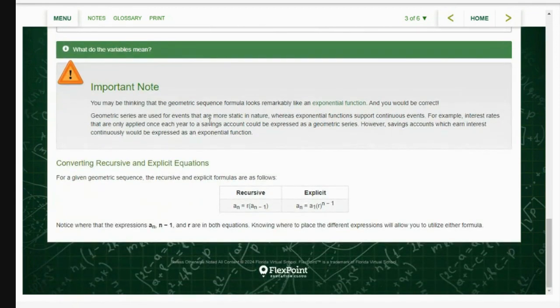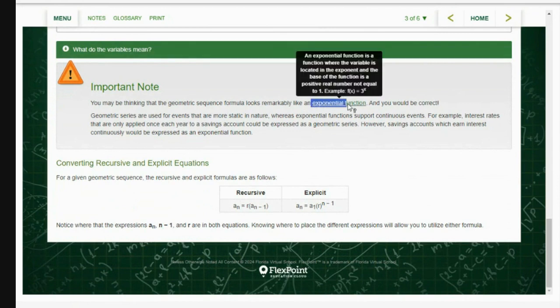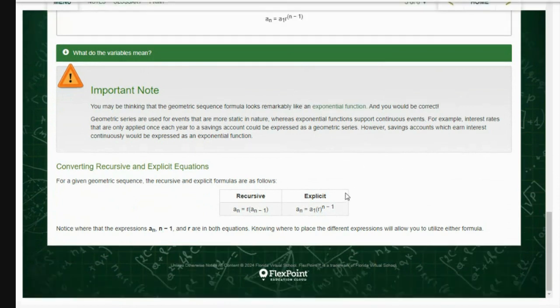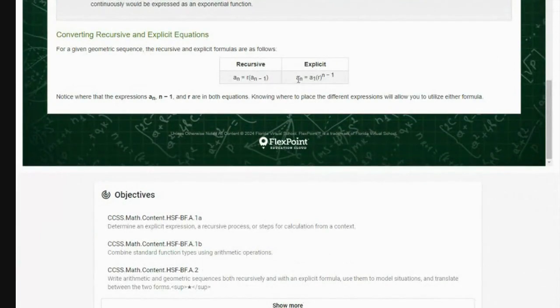So you may be thinking the geometric sequence looks like an exponential function. You're right. This is an exponential function. Here they put both formulas side by side, the recursive and the explicit. I put a sub n minus 1 times r. It doesn't matter, you multiply two numbers together. And then a sub 1 times r raised to the power of n minus 1.